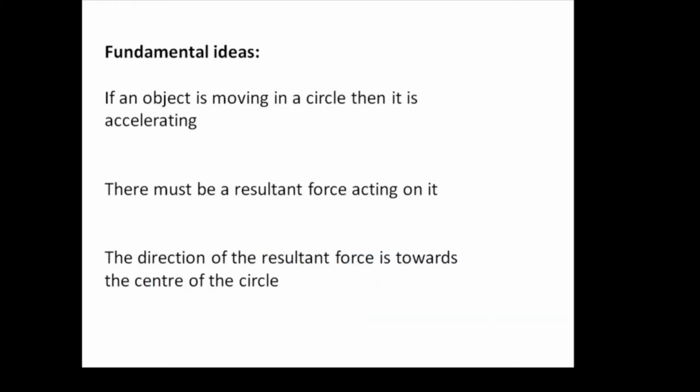Some fundamental ideas. If an object is moving in a circle, then it is accelerating. Its velocity is constantly changing. It's moving at a constant speed, but because the direction of its velocity is constantly changing, it is accelerating. Because it's accelerating, from Newton's second law, there must be a resultant force acting on it, and the direction of the resultant force is towards the center of the circle. In other words, it is centripetal.